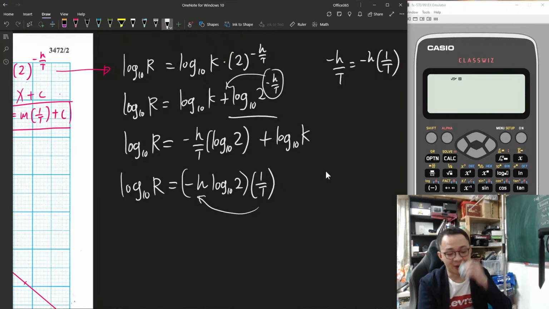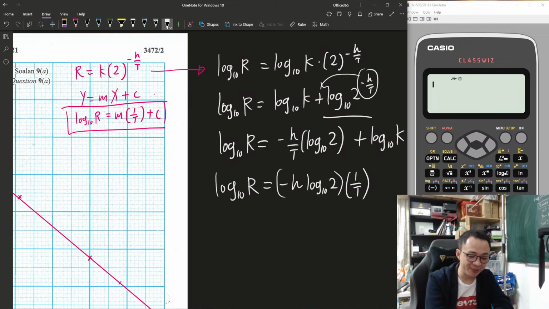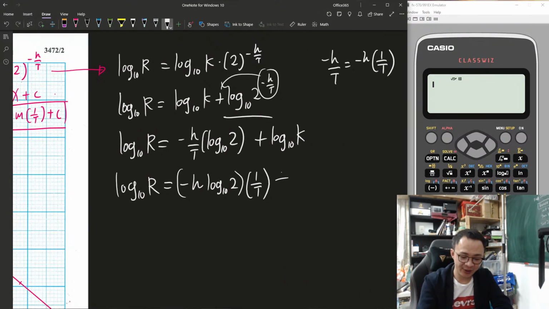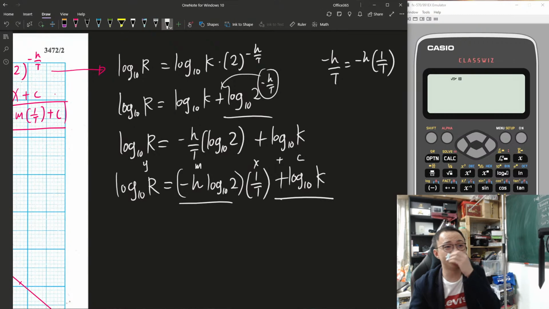Because I want my equation to look like this pattern, log 10 r equals m times 1 over t, so I want the 1 over t over there, plus log 10 k. So if you see until now, you should know this one is my y, this one is my m, this one is my x, and this is plus c. So m and c, I'm going to take these two values to solve it.